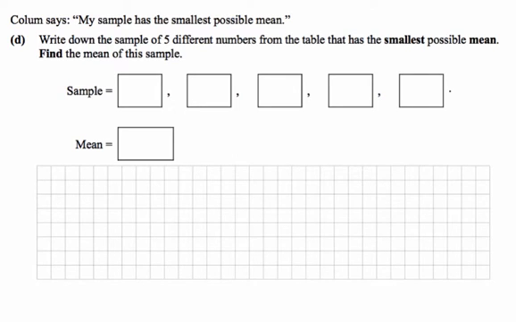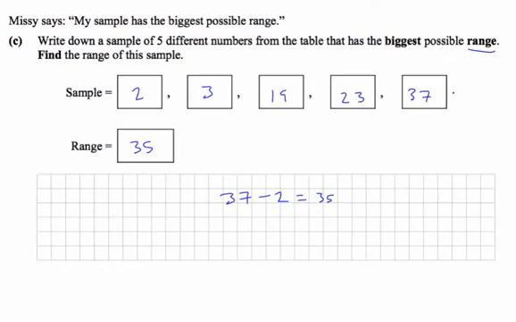Okay, part D. Colum says, "My sample has the smallest possible mean." Okay, so write down the sample of 5 different numbers from the table that has the smallest possible mean, and then find the mean of this sample. Well, the mean is when you add the 5 numbers up together and divide by 5. So if you want the smallest mean, we're going to use the 5 smallest numbers.